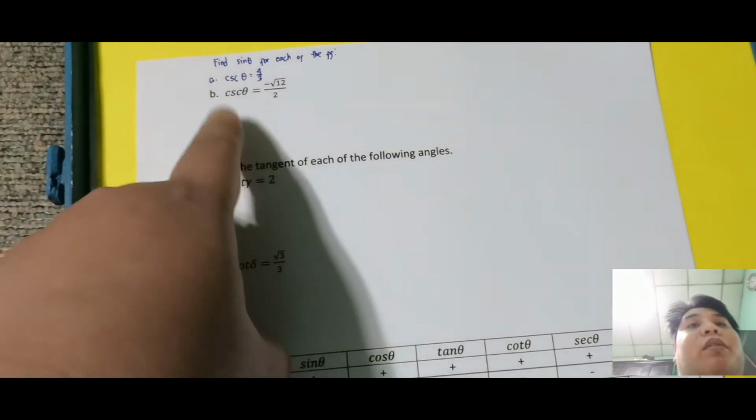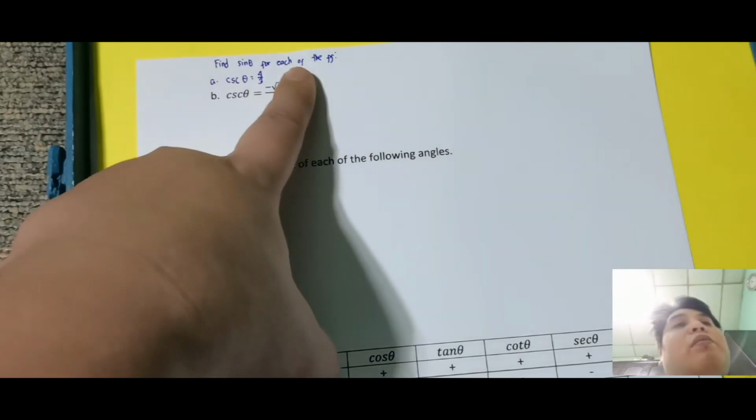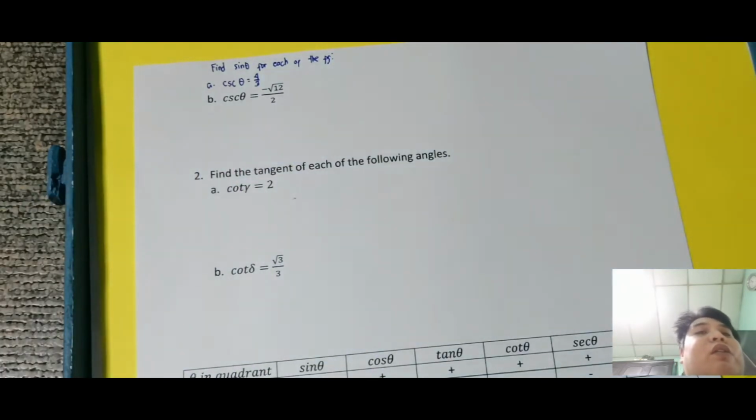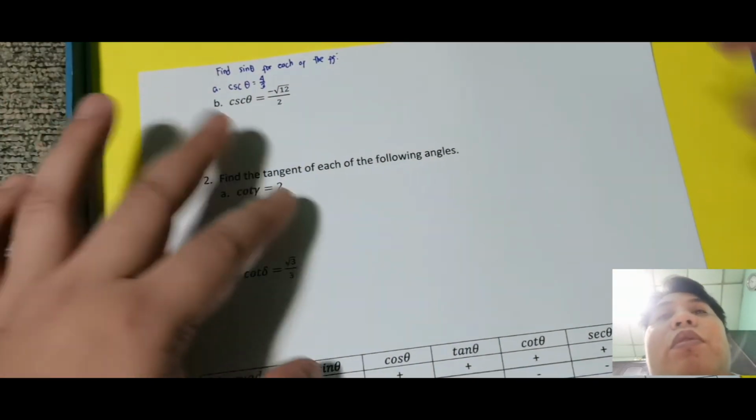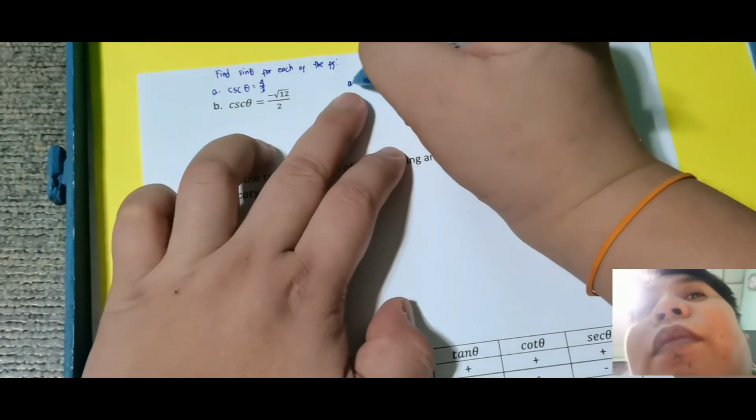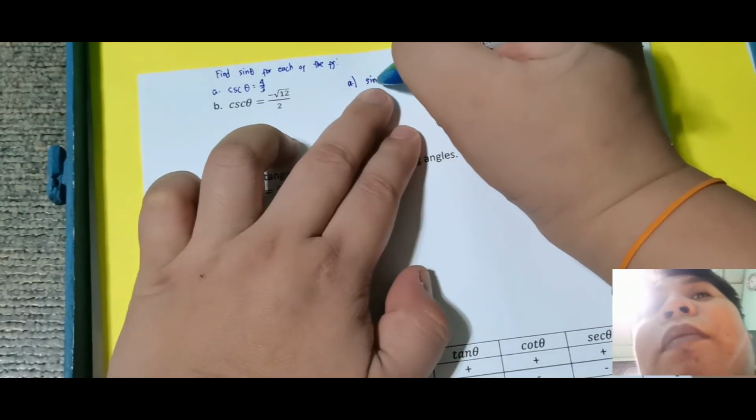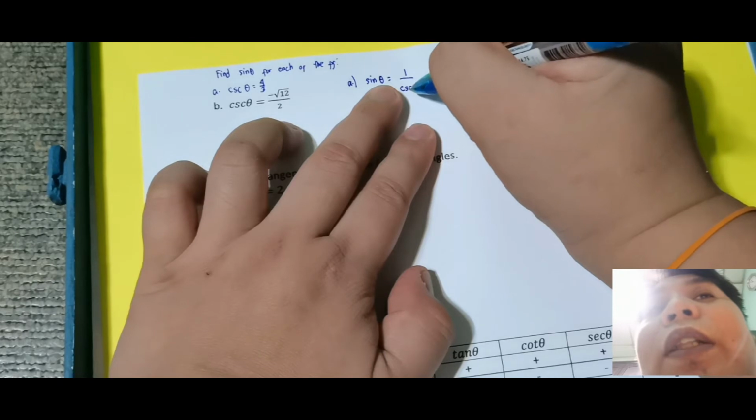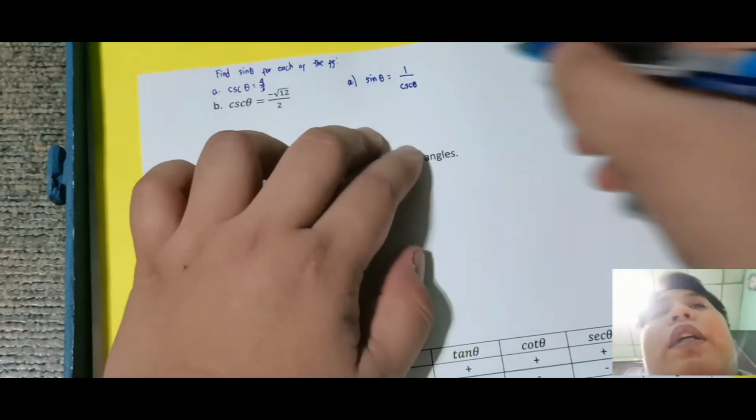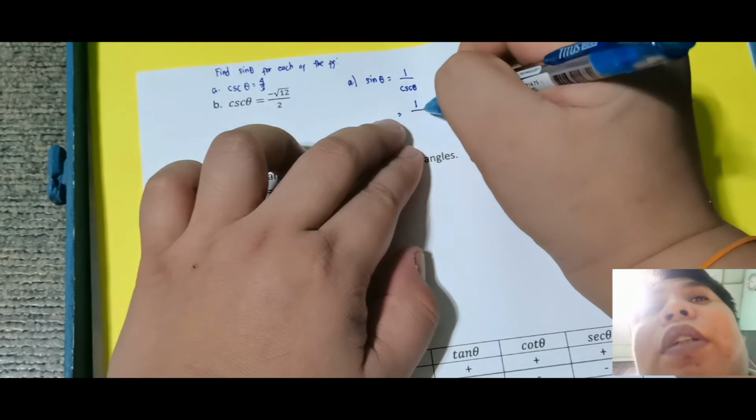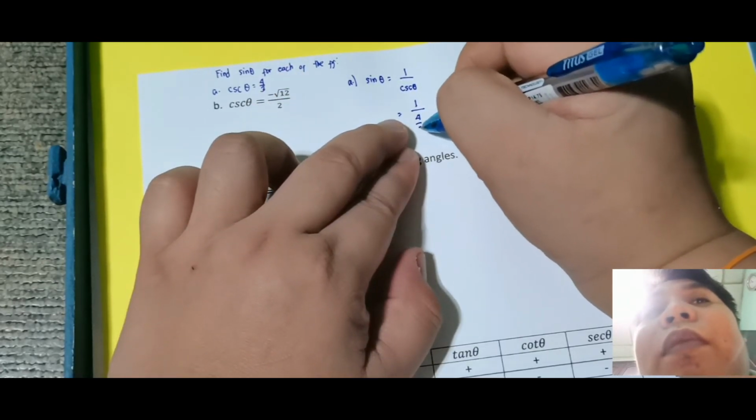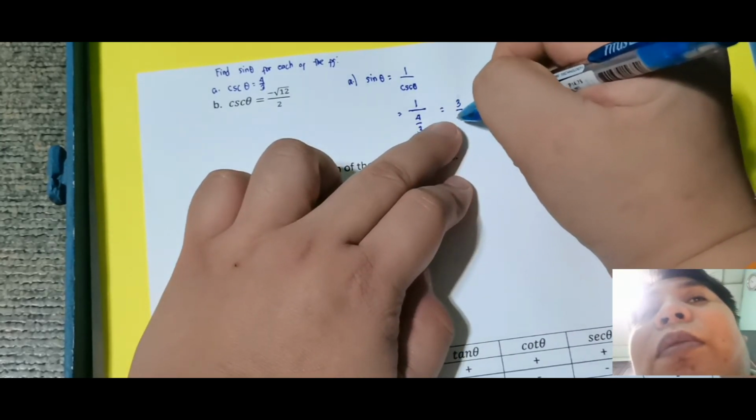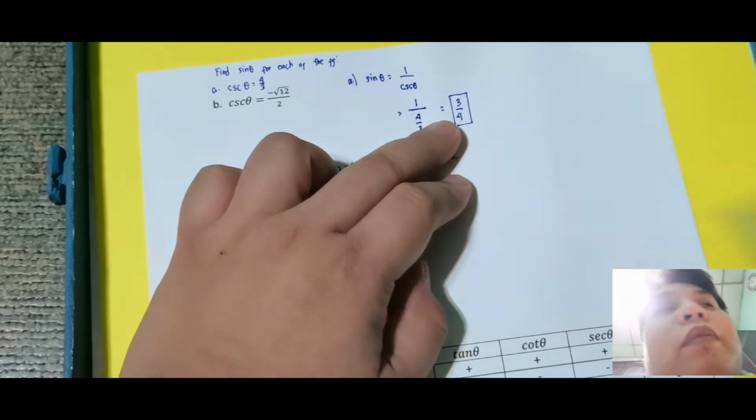Okay, so sabi, number 1, find sin theta for each of the following. Cosecant theta is 4 over 3 for letter A. Letter B, cosecant theta is equal to negative square root of 12 over 2. So for letter A, ito yung solution. Okay, note that sin theta is equal to 1 over cosecant theta. Okay, and that is equal sa ano yung cosecant theta natin? Cosecant theta para doon is 4 over 3. Okay, then this is equal sa 3 over 4. Okay, so ganun lang siya kasimple.